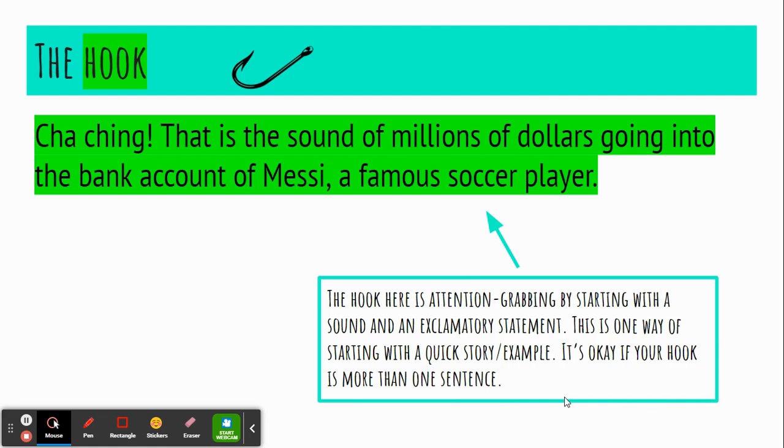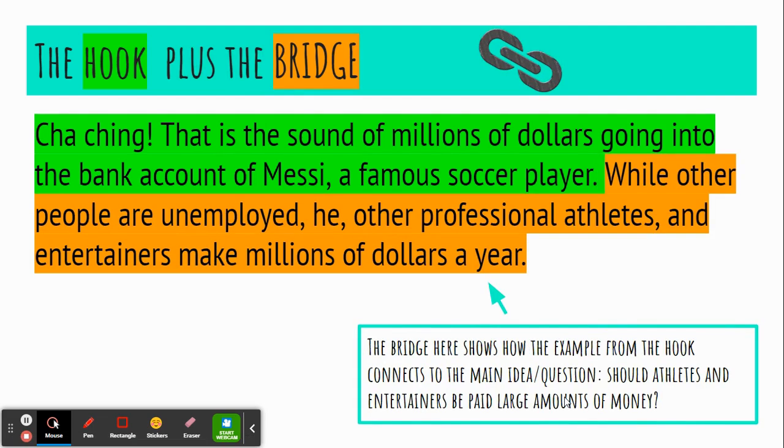But now we have to take that hook and connect it to the main idea of the story. So while other people are unemployed, other professional athletes and entertainers make millions of dollars a year. This sentence takes the hook and starts building a connection between Messi's story and the main idea of the essay, which is answering the question of should an athlete like Messi be able to earn that much money.